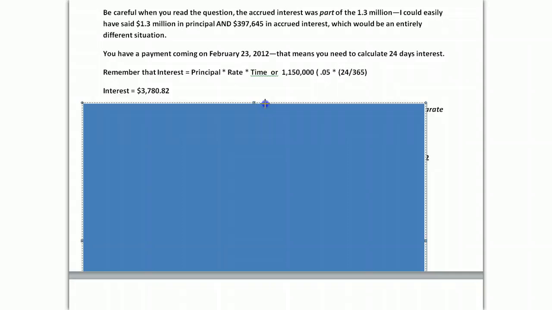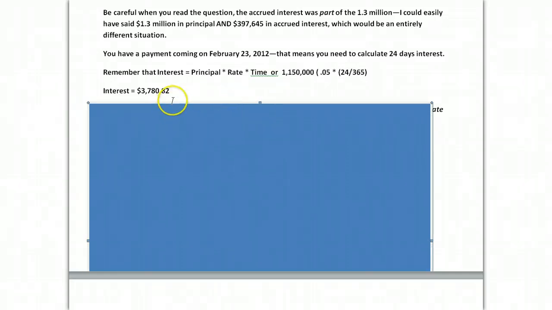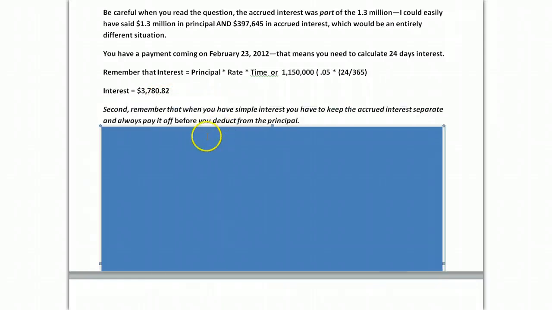Now, if there was another payment on February 23rd that was less than this amount of interest, then you would have to carry the accrued interest forward, and you would have a different calculation, and it would cause trouble in the discounting equation and things like that. Just remember that you pay the interest off first. So remember, when you have simple interest, you keep the accrued interest current and you pay it out first.